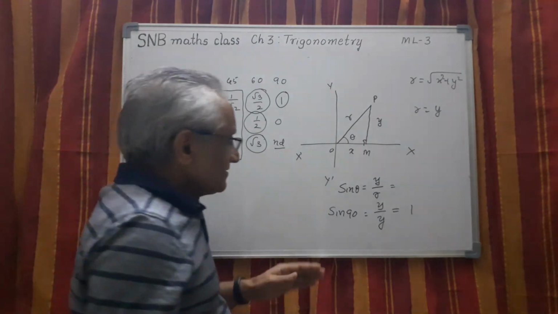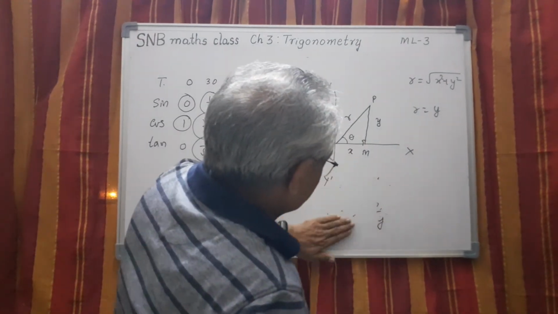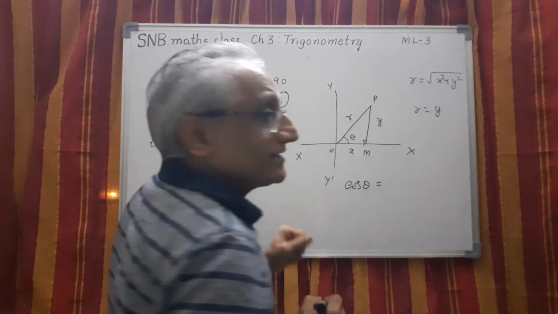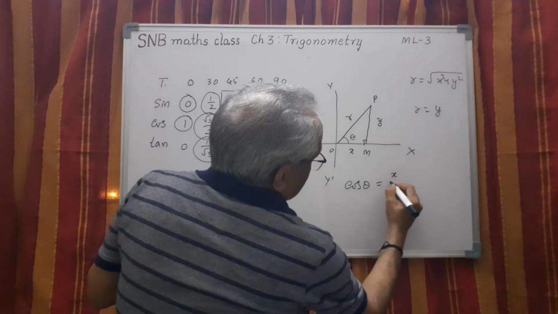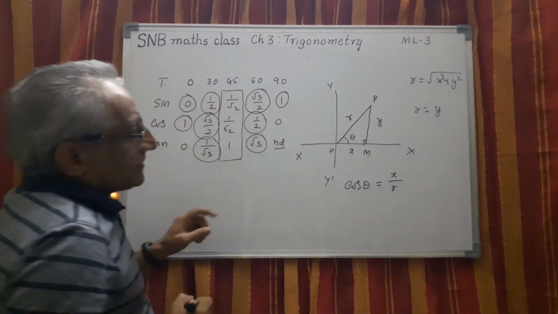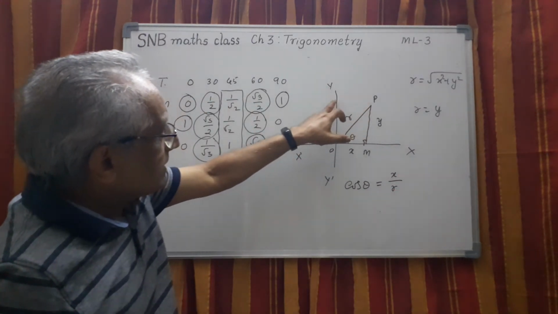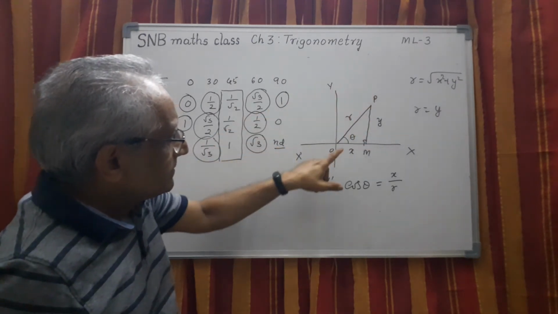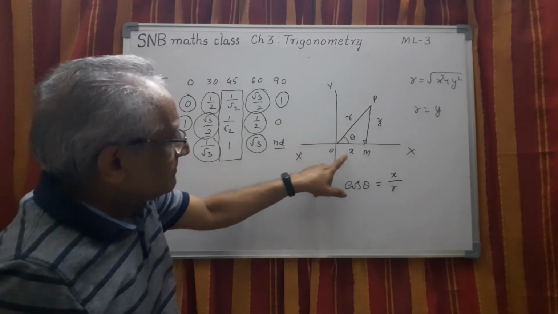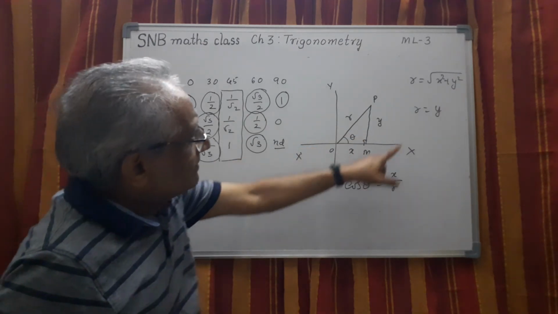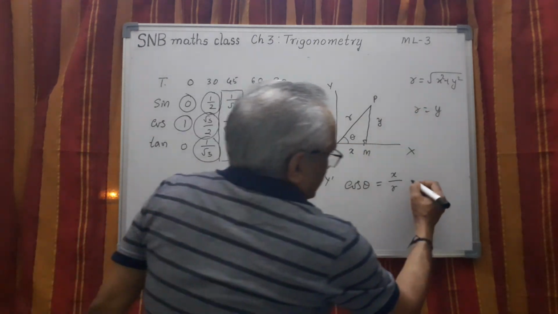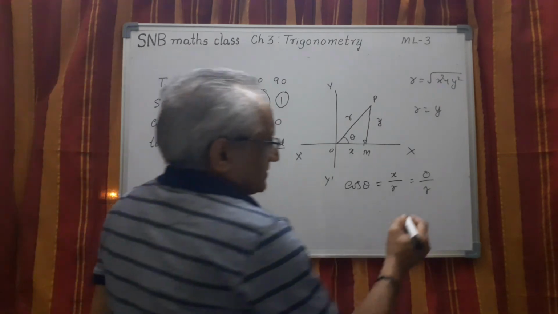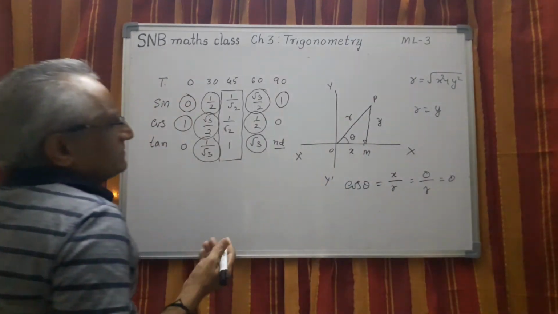Apply the same logic. So now cos theta will be equal to, what is the definition? It is x divided by r. Now once again, when this P lies on the y-axis, or when OP you are taking here, this x will be 0 and r will be y. So you get 0 by r. Whether you write r or y, one and the same, they are equal. So this is 0. Now it is very clear.